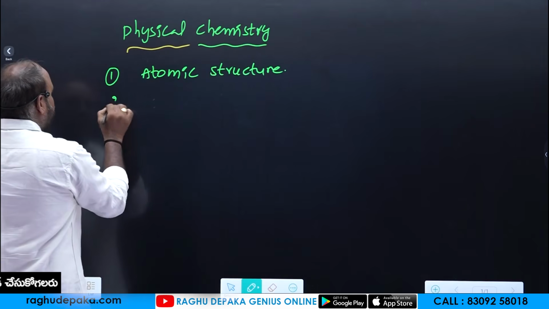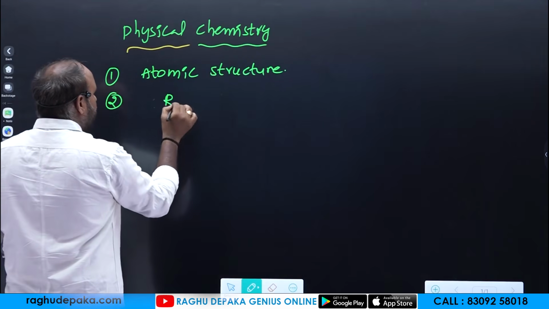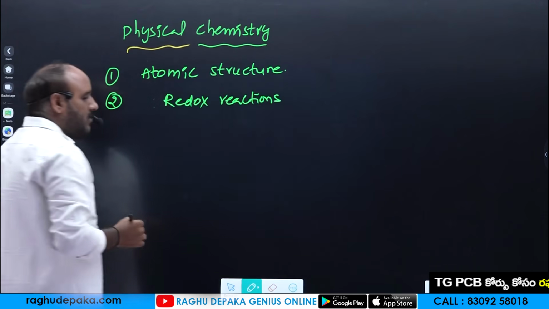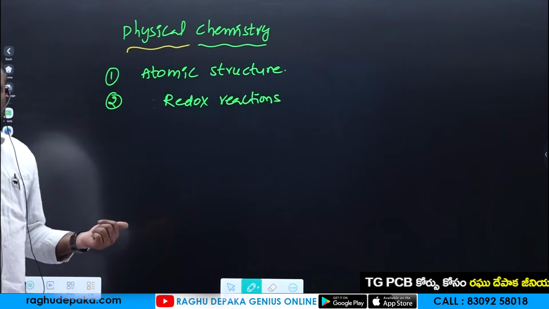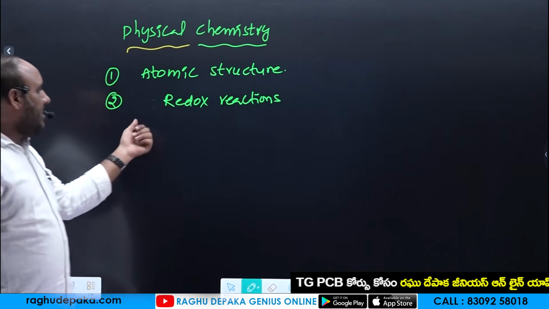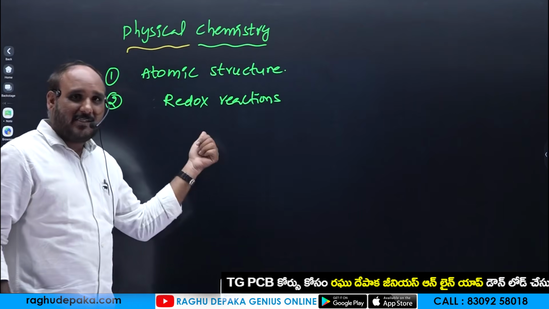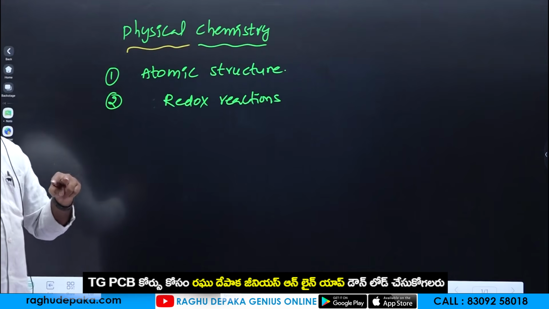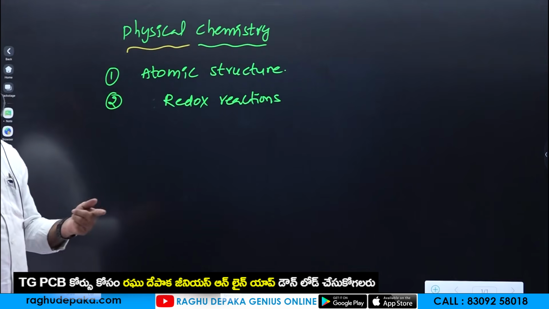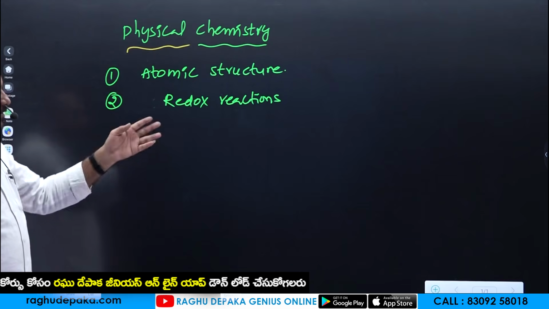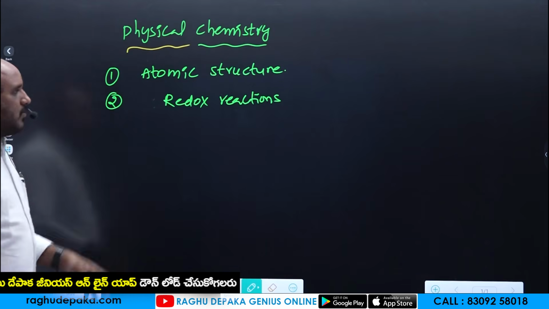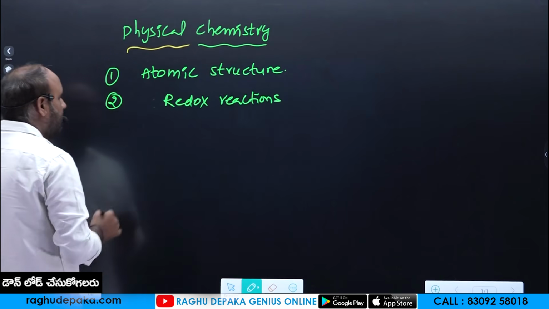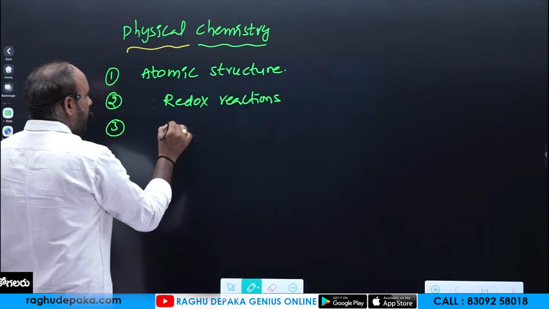The second one is redox reactions. Redox reactions involve oxidation states and oxidation numbers. To understand redox reactions, we will go through oxidations and reductions. Whenever a reaction is carried out with both oxidation and reduction, it is called a redox reaction. How many types of redox reactions are there, and how do we write them, particularly balancing redox reaction equations, will be mentioned in the syllabus.